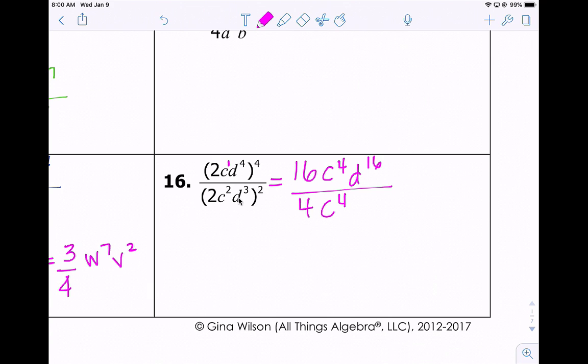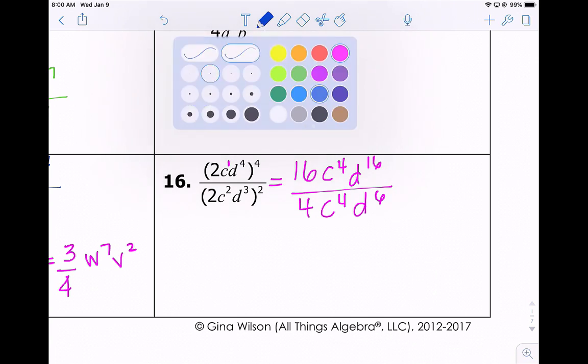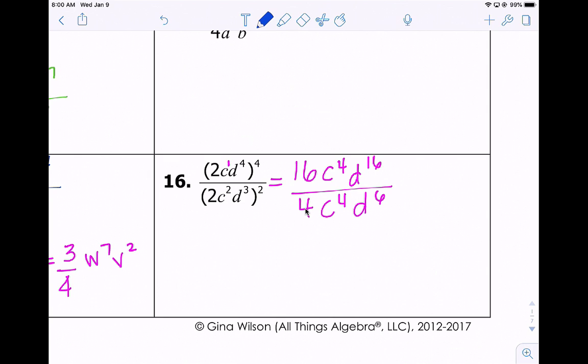All right, and then we have d cubed squared. So again, we have one variable, 2 exponents, so we multiply. 3 times 2 is 6, so d to the 6. All right, and now we simplify using the quotient rule. So we have 16 divided by 4 is 4. Then c to the 4th divided by c to the 4th. These are the exact same thing, so those will cancel out. Essentially, they're going to give us 1.